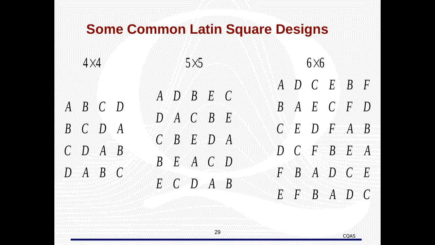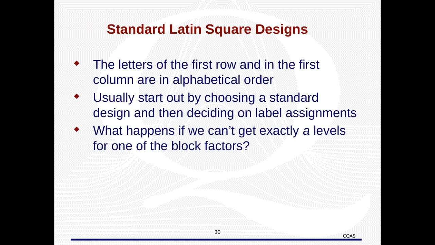Understanding these conventional patterns is essential before considering more complex scenarios, such as situations where the number of treatment levels does not align perfectly with the blocking structure. Standard Latin Square designs possess a particular structure that makes them especially useful as starting points for experimental planning. In these designs, the letters representing our treatment levels appear in alphabetical order both in the first row and in the first column. This standardized arrangement provides a convenient reference framework from which we can generate variations suited to our specific experimental needs.